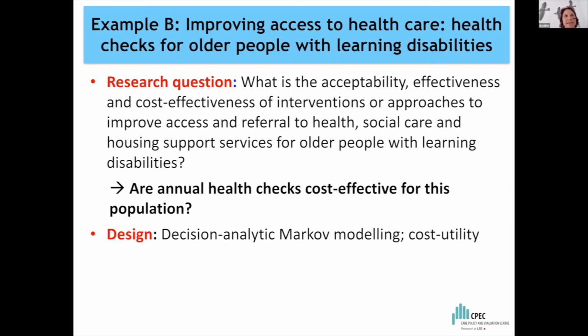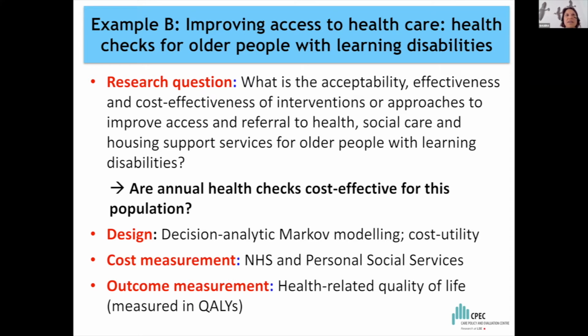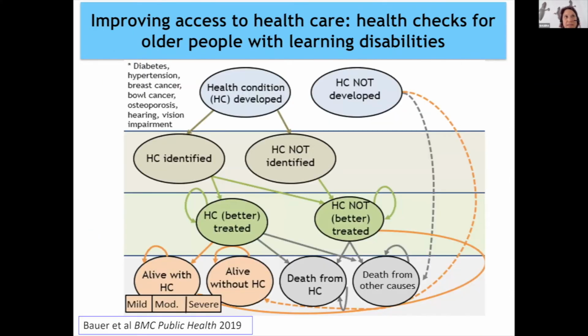And then the design is the one that Martin referred to before, so that decision analytic modeling. We actually use what is called Markov modeling, which means, and I can show you in a moment, that people are moving repeatedly through the states. And the analysis is cost utility analysis. So the cost measures we used were those to the NHS and personal social services, and the outcome measures were health-related quality of life measured in QALYs. The next slide, please.